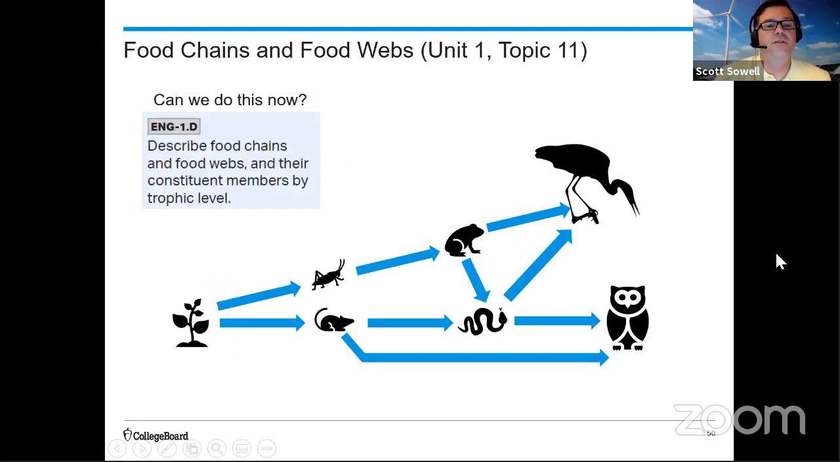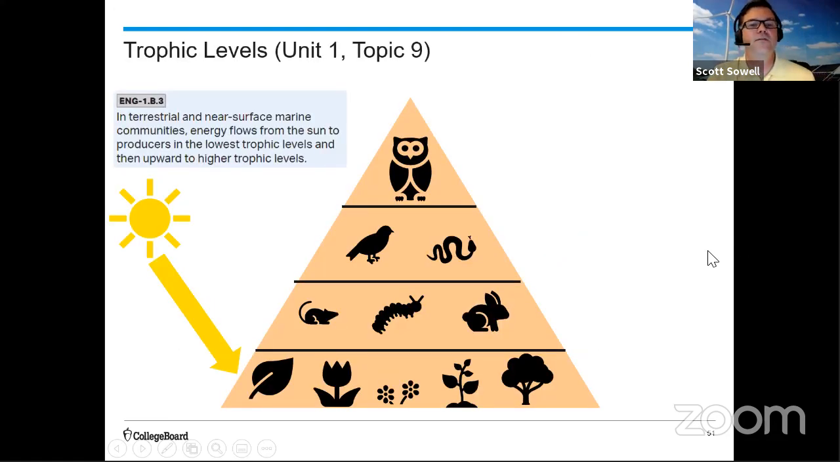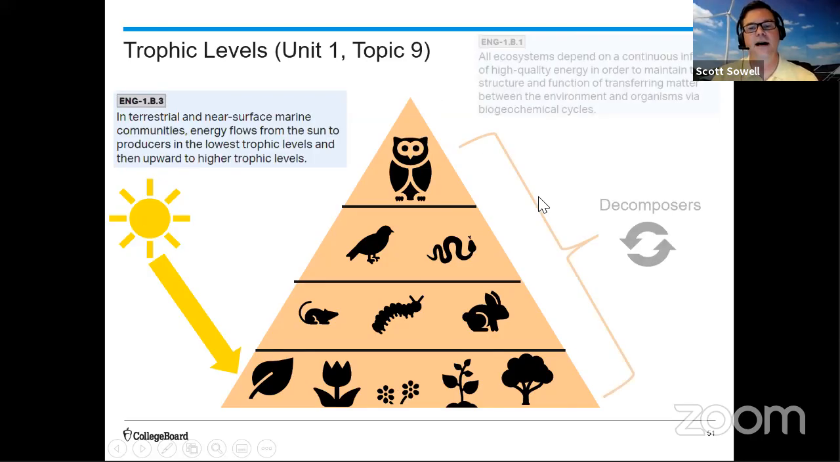So can we do this now? Can we describe food chains and food webs and their constituent members by trophic level? Okay, so hopefully you should be able to do that by now. All right, so if we look at 1.9, it says in terrestrial and near surface marine communities, energy flows from the sun to the producers in the lowest trophic levels and then moves up. So that should be no surprise that the energy comes into the lower levels and moves up.